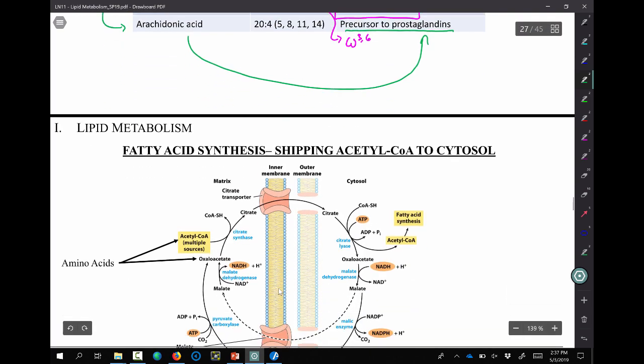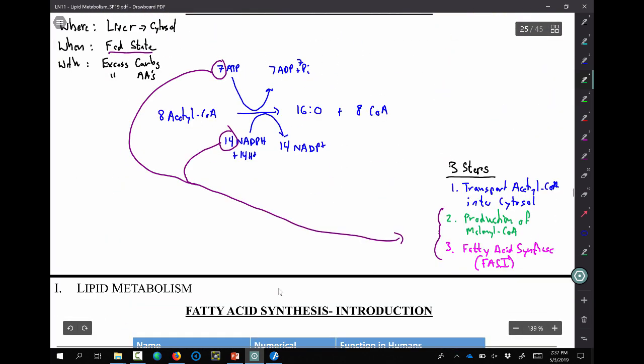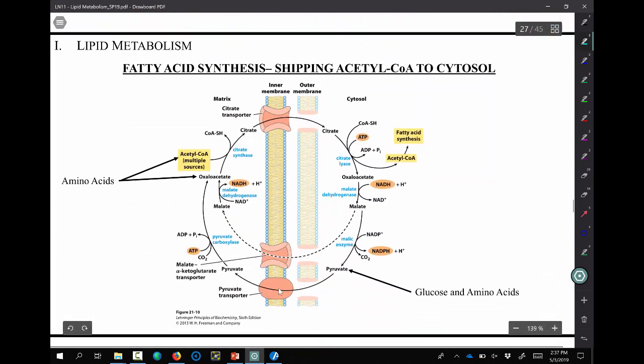All right, now let's go ahead and do this. So go back to this and let's talk about step 1 of this pathway. Transport of acetyl-CoA into the cytosol. Okay, all right, let's do it.